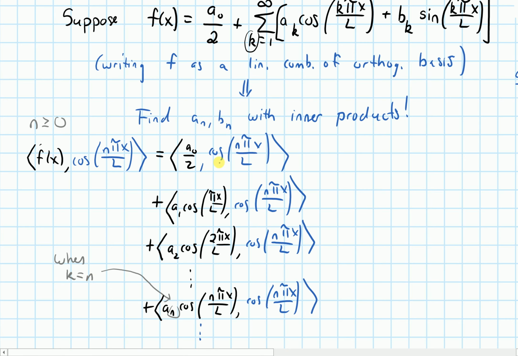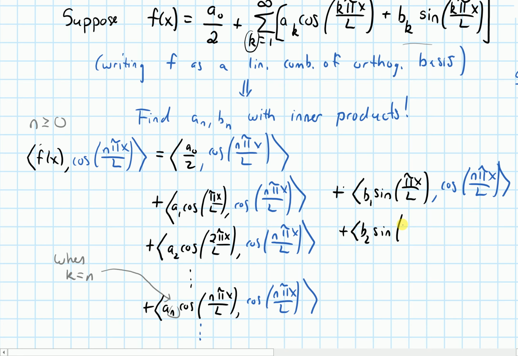But we still have to take the inner product of cosine with all the sine terms that we had here. So plus, the first sine term is b1 times sine of pi x over L, and we take its inner product with the cosine term, cosine of n pi x over L. Then the next sine term is b2 times sine of 2 pi x over L, and take its inner product with cosine of n pi x over L. And then dot, dot, dot, so this would continue on down.